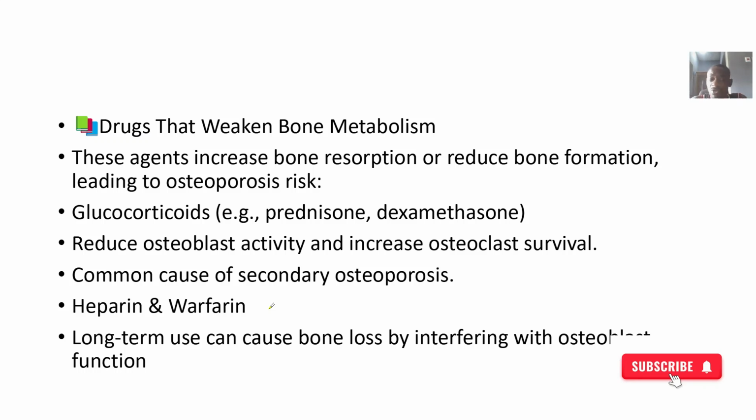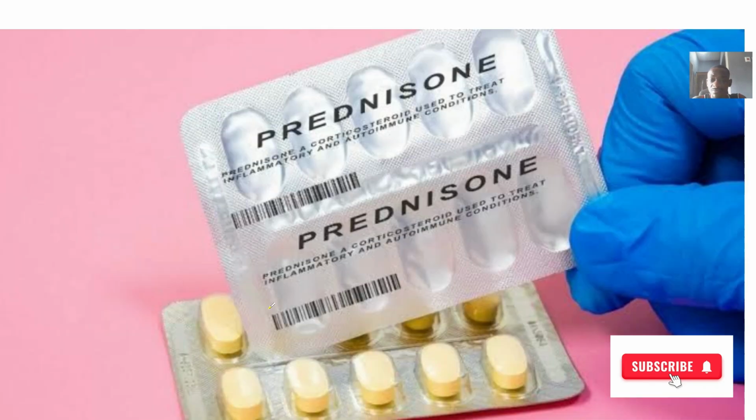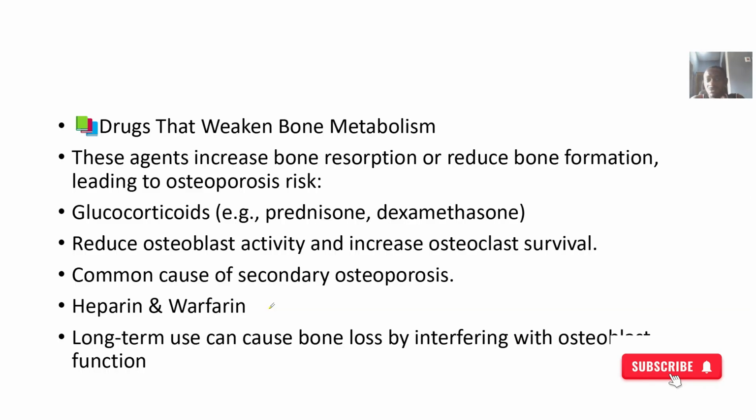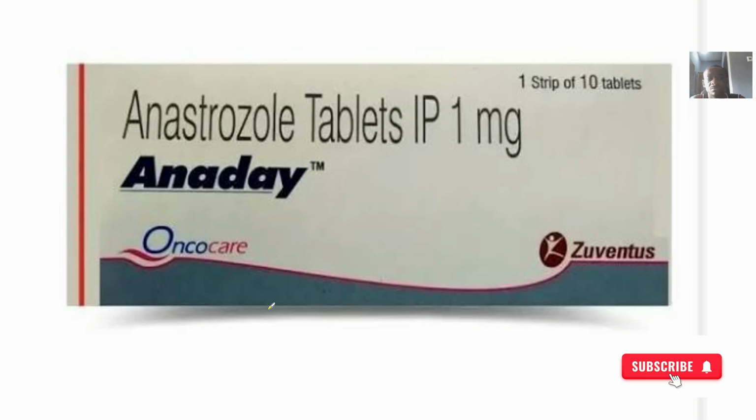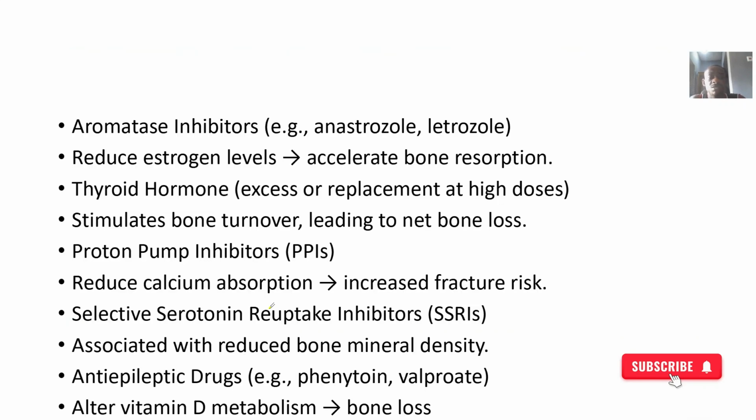Drugs like the glucocorticoids, like prednisone and dexamethasone, those are not NSAIDs. They reduce osteoblast activity and increase osteoclast survival. So there is a risk of you developing weak bones when you are taking those drugs. It's like their side effects. Then we have heparin and warfarin. We have the aromatase inhibitors like anastrozole and letrozole. They reduce estrogen levels, so they make the bone weak.